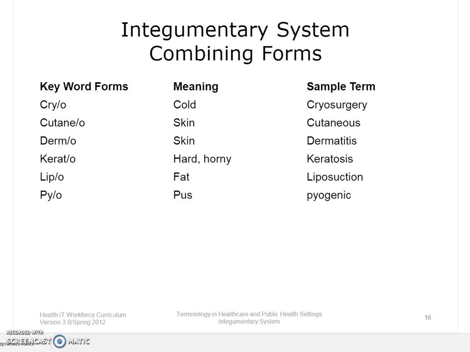Here are some keyword parts for the integumentary system, along with their meanings. In the third column, you can see some of the medical terms that we can create by combining word parts. You should return to the online medical dictionary to hear the pronunciation and become familiar with the meaning of the created terms.